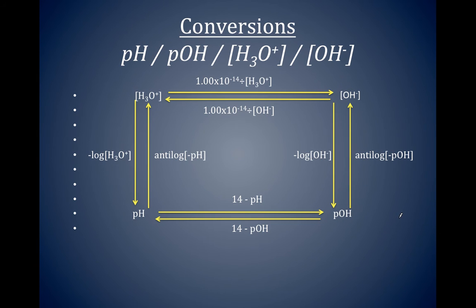Very common thing you'll be asked to do is if you get a hydroxide concentration, you can get the pH. You can take this route, 1 times 10 minus 14, divided by OH minus, and then do the H3O plus to the pH. That's fine. Most times you'll probably find it faster to go this way. OH minus, take the minus log, get you pOH. 14 minus the pOH gives you the pH.